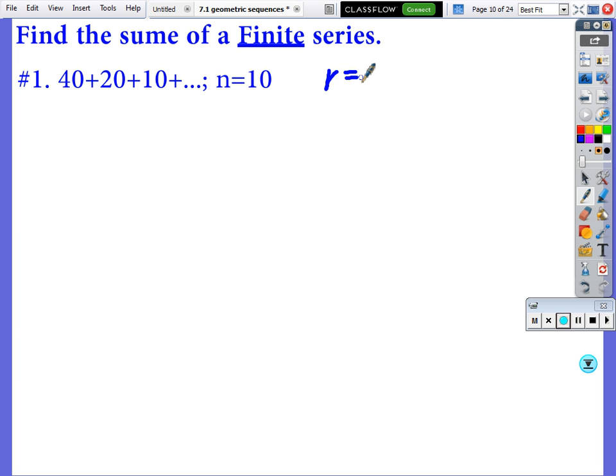You're dividing by 2. Or R is always multiplied by, so what would be the same thing as dividing by 2? 0.5. Multiplying by 0.5 or multiplying by 1/2.